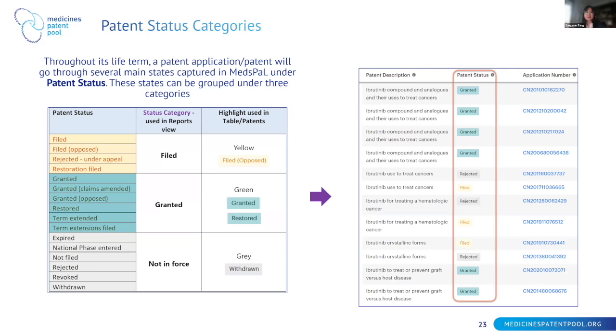Then on the right, you can see the screenshot showing an example. Just by a quick look, you will be able to tell what the main status is: valid, invalid, or ongoing.